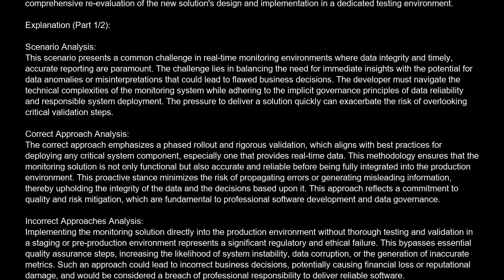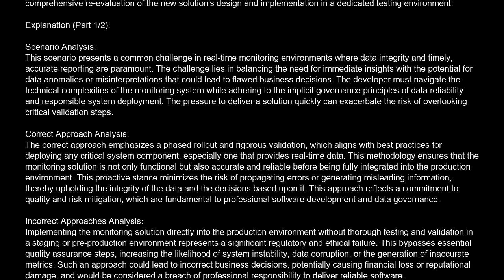Scenario analysis. This scenario presents a common challenge in real-time monitoring environments where data integrity and timely, accurate reporting are paramount. The challenge lies in balancing the need for immediate insights with the potential for data anomalies or misinterpretations that could lead to flawed business decisions. The developer must navigate the technical complexities of the monitoring system while adhering to the implicit governance principles of data reliability and responsible system deployment. The pressure to deliver a solution quickly can exacerbate the risk of overlooking critical validation steps.